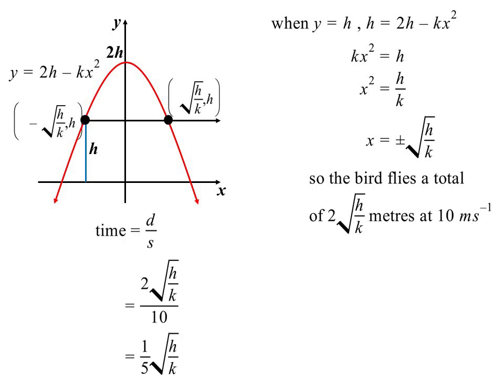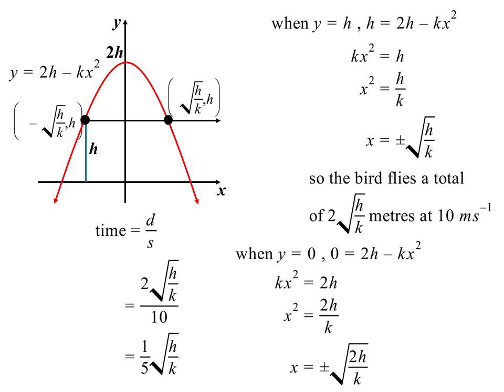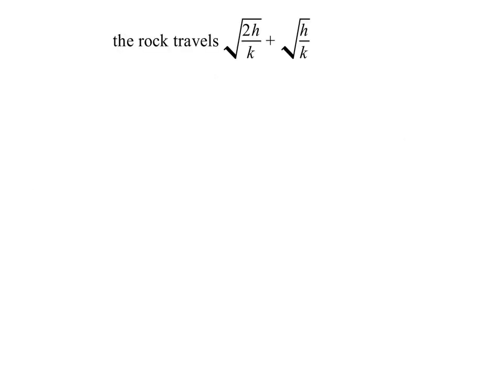Now we know time will be distance over speed. Our classic speed equals distance over time rewritten. Subbing in the distance over the speed, I get that the time is (1/5)√(h/k). Now when y equals 0, then 0 is equal to 2h - kx². Solving that, I get that x is plus or minus √(2h/k). That point there must be -√(2h/k). So the rock will travel √(2h/k) plus another √(h/k), that is √(h/k) times (√2 + 1) metres horizontally.